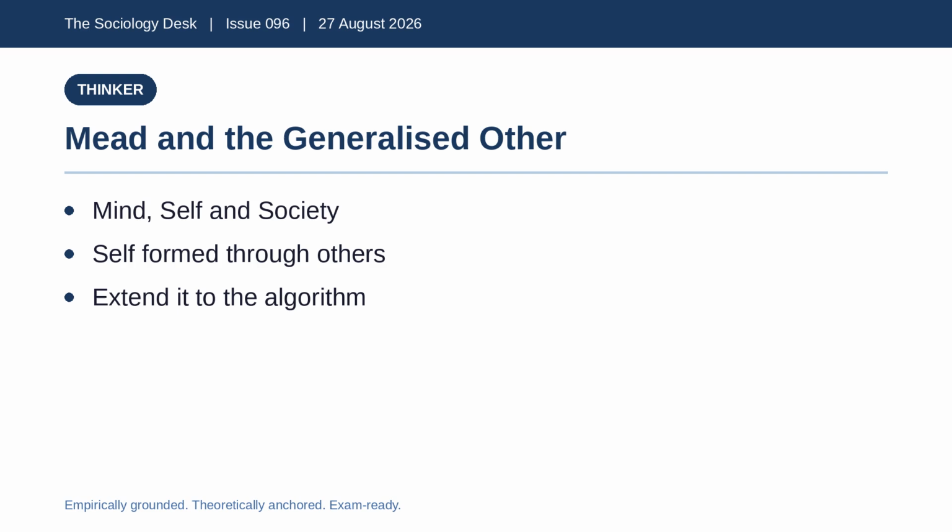The formulation to remember, attributed correctly, is this. As George Herbert Mead argued in Mind, Self, and Society, the self arises only through taking the attitude of the generalized other toward one's own conduct.